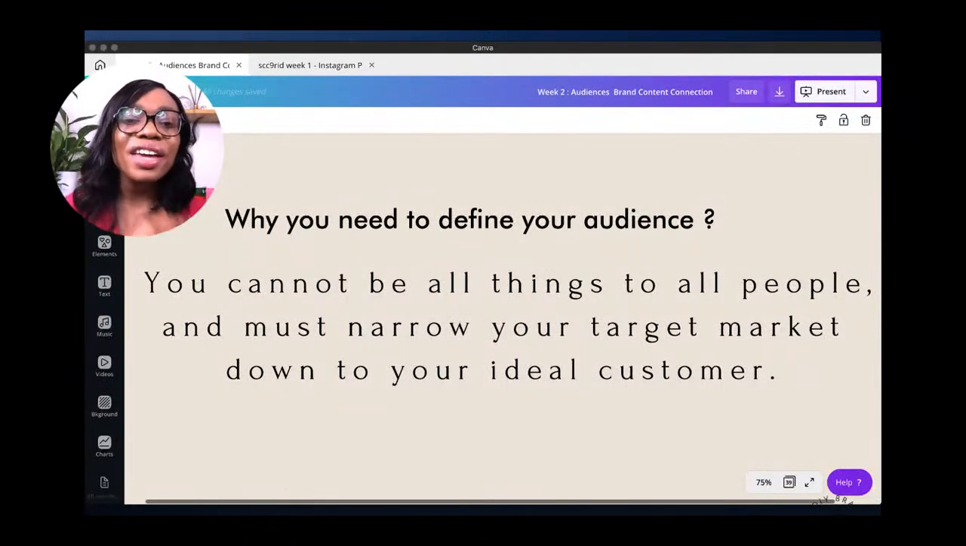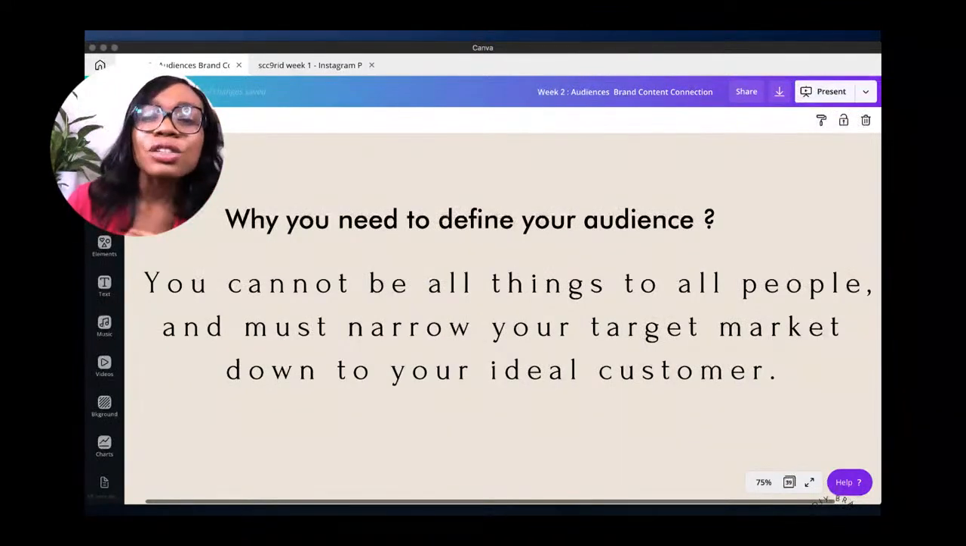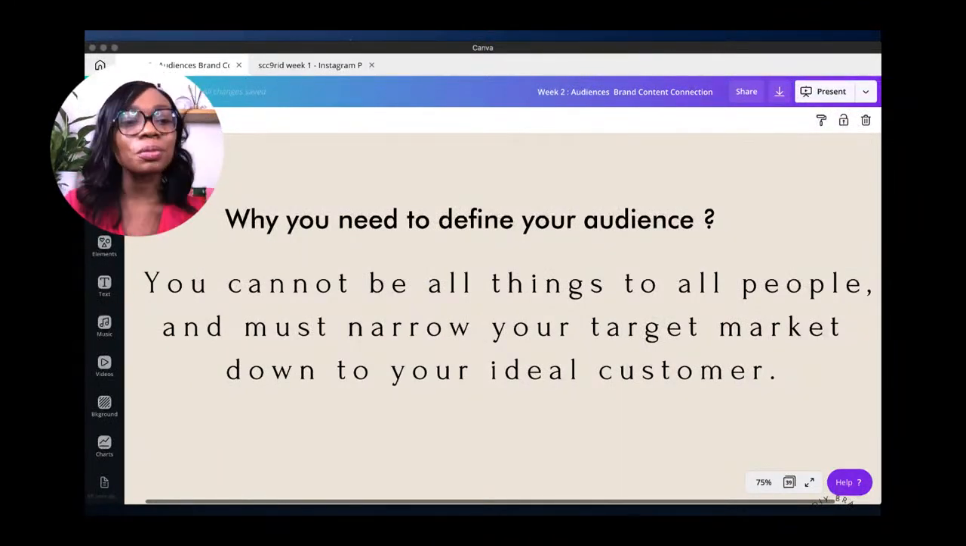And this is the truth. You cannot be all things to all people. Exactly, your brand should not be about you, but about your audience. Perfect, Vivian. You cannot be all things to all people. And you must narrow your target market down to your ideal customer. So we're going to create an ideal customer avatar, and then we will talk about it.